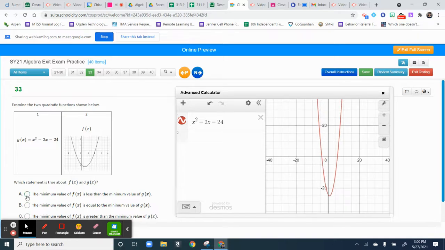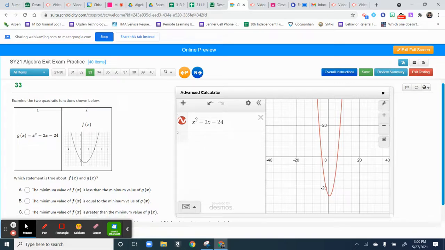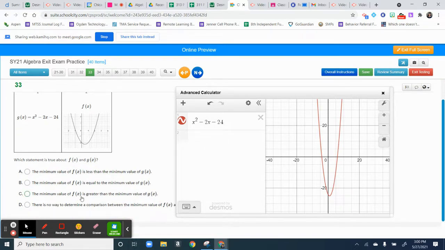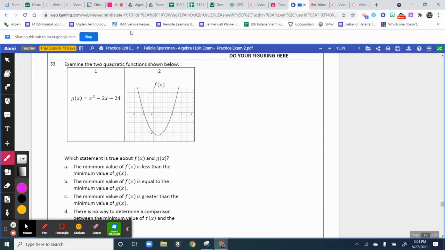Is the minimum value of f of x less than the minimum value of g of x? No. This one is around -2, and this is less than -20. So that's not true. The minimum value is equal to? Nope, they're not even close. The minimum value of f of x is greater than the minimum value of g of x. That is true. No way to determine is false because we can compare them by looking at the graphs. So for this one, it is C.